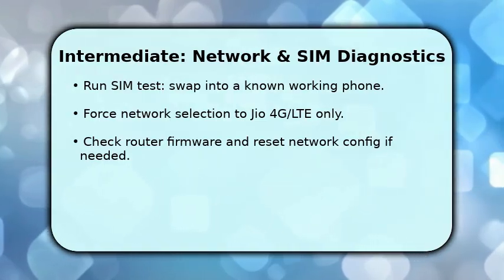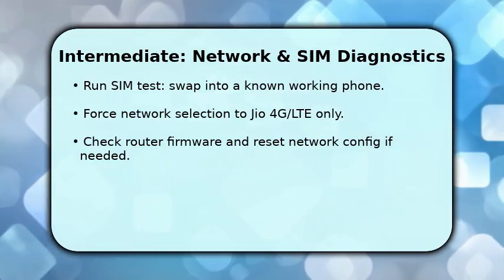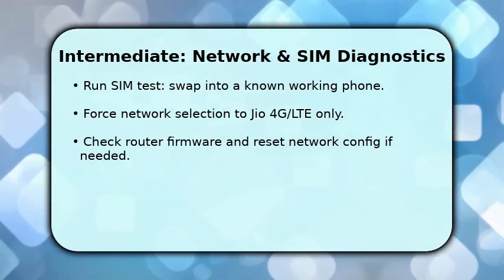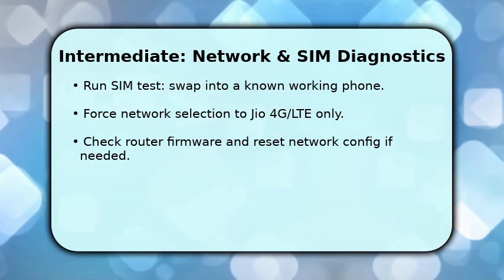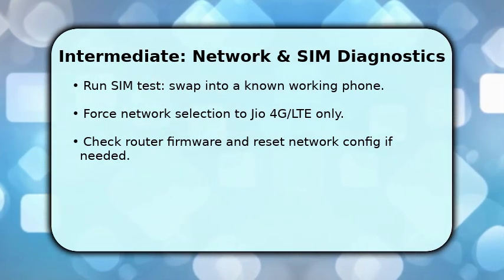Next, force network selection to Jio 4G/LTE only to avoid roaming or 2G fallbacks. This stabilizes the connection. Inspect your router or phone firmware, apply updates, and if persistent issues remain, reset network configurations to clear corrupted settings before retesting.